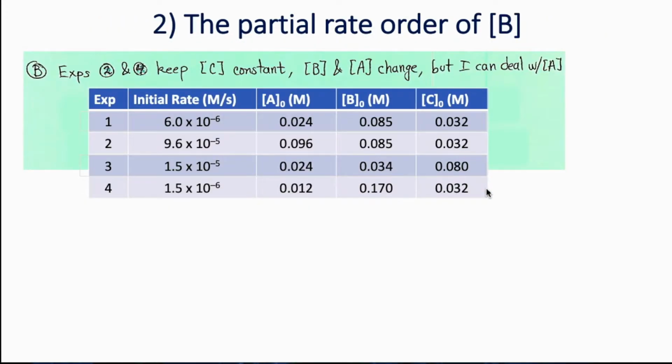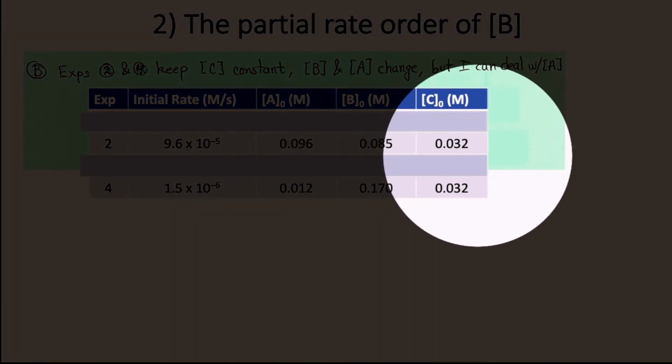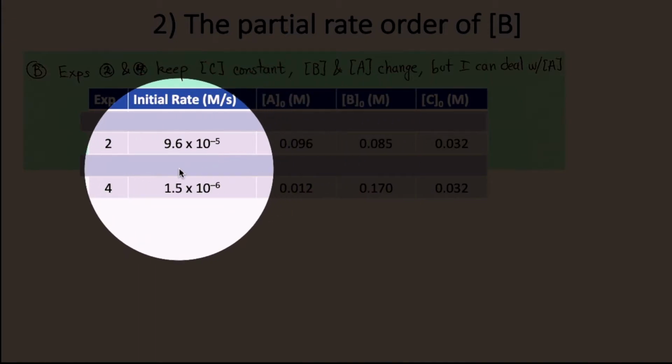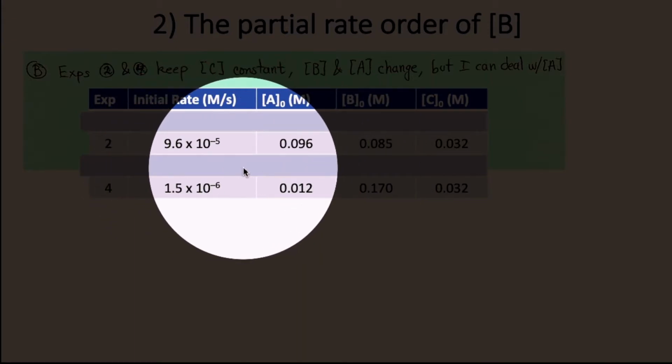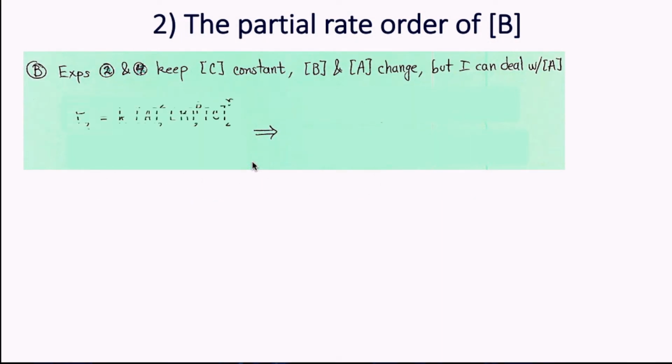So let's see how actually that works. If you want to know the partial rate order of B, I have to keep at least the concentration of C constant, because remember, I know how to deal with A. So let's do experiments 2 and 4. I keep the concentration of C constant. A and B both are changing, so the initial rate is changing, but I know how much is coming from A because it's a quadratic relationship. So let's do that. Experiments 2 and 4.